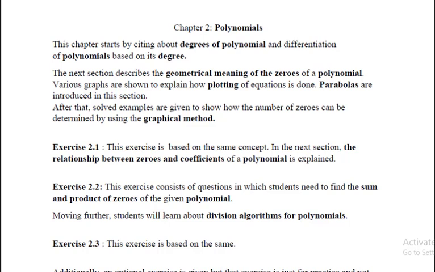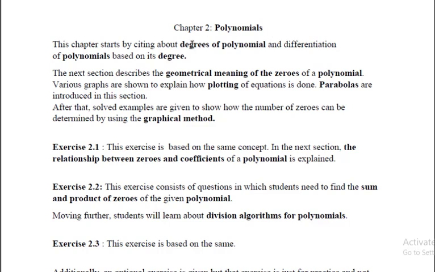These 4 chapters will comprise 20 marks in your coming board examination. So this is a very crucial part and you need to focus on it a lot. Now I'm going to discuss chapter 2, polynomials, in algebra.